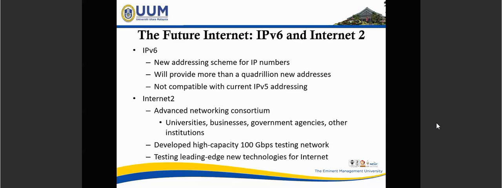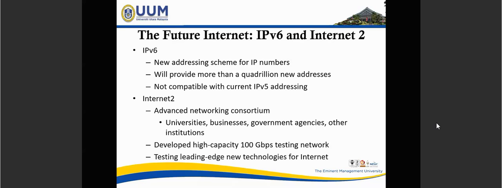What is Internet 2? Internet 2 is an advanced networking consortium. Why do we see Internet 2? Internet 2 means how to do one-to-one communication, interaction, very fast responding with supported things. For example, we do classes online. So Internet 2 is an advanced networking consortium for universities, businesses, governments, agencies, or other institutions.